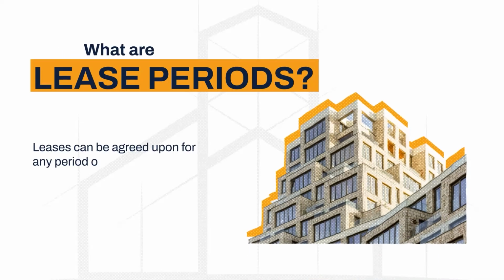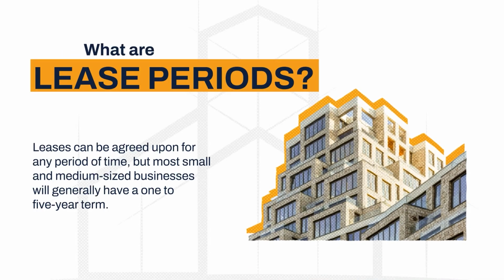So now that you know what kind of leases you can have, let's look at lease periods. Leases can be agreed upon for any period of time, but most small and medium-sized businesses will generally have a 1 to 5 year term. Startups will likely have 1 to 2 years, whereas a well-established business may have 3 to 5 years. Leases for national chain tenants such as large shopping malls, hardware stores, gas stations, and fast food restaurants typically range from 7 to 20 years.